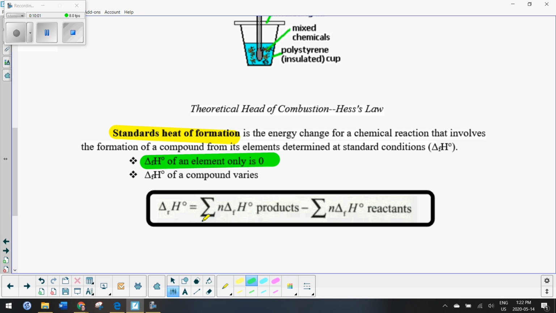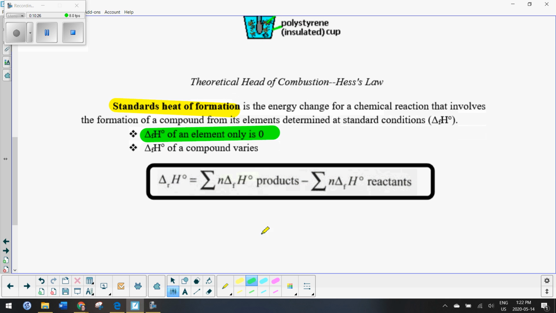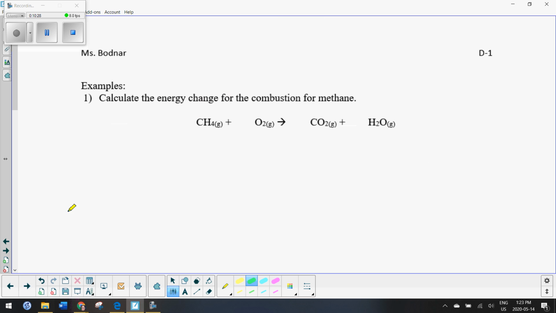Okay, so you're adding, n represents moles, so however many moles you have of a certain substance, and then you're taking the heat of formation of that specific substance, multiplying it by the moles, and then adding it to the other product that you have, because you're doing products minus reactants. Okay, again, this is probably Greek, but it'll make more sense when we do the calculations.